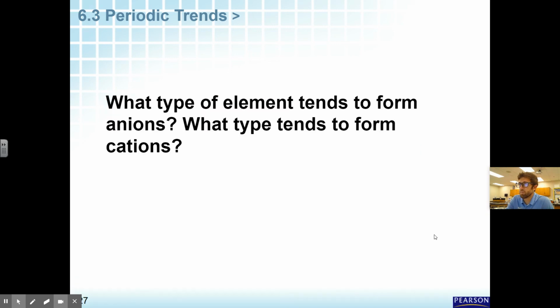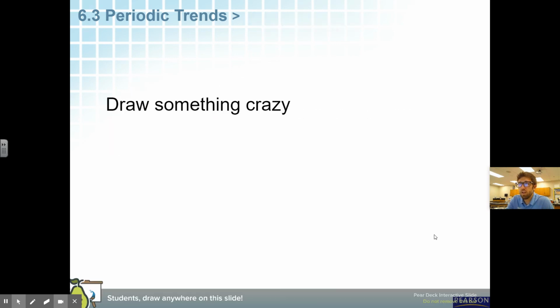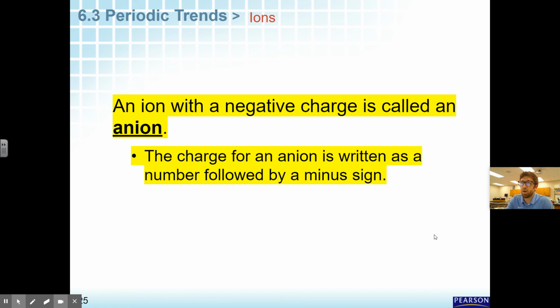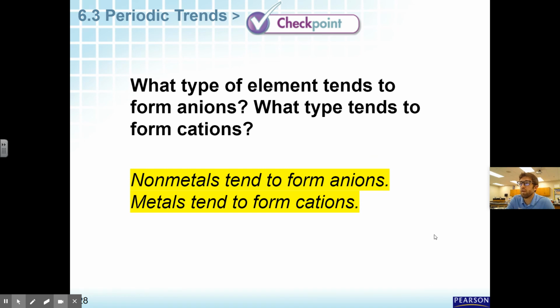Okay, we're gonna skip that stuff. So we have cations and anions. Cations positive, anions negative. Cations belong to elements that are metals. Metals tend to form cations, and nonmetals tend to form anions. Okay, so that is the answer to that right there.